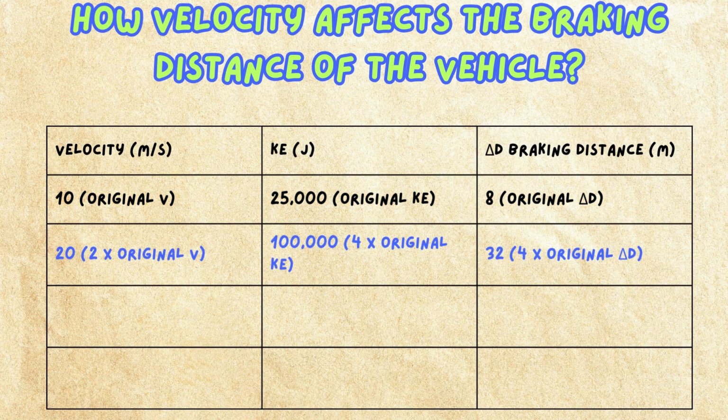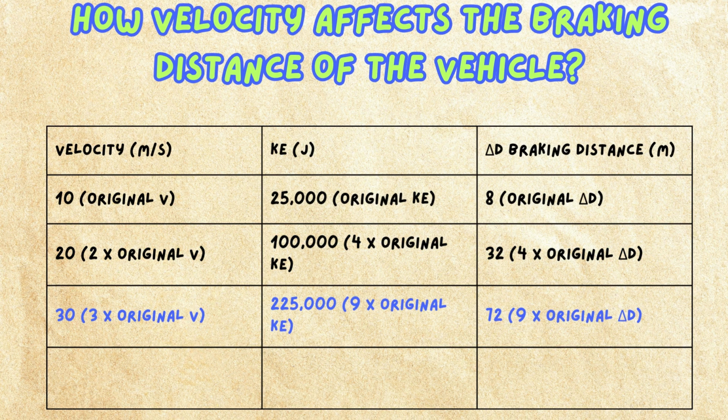If you double your velocity, your kinetic energy will be 2 squared times the original kinetic energy. So it will be 4 times 25,000, so that is 100,000 joules. Your braking distance also follows the exact same pattern. So it will be 4 times the original braking distance, so 4 times 8 meters equals 32 meters.